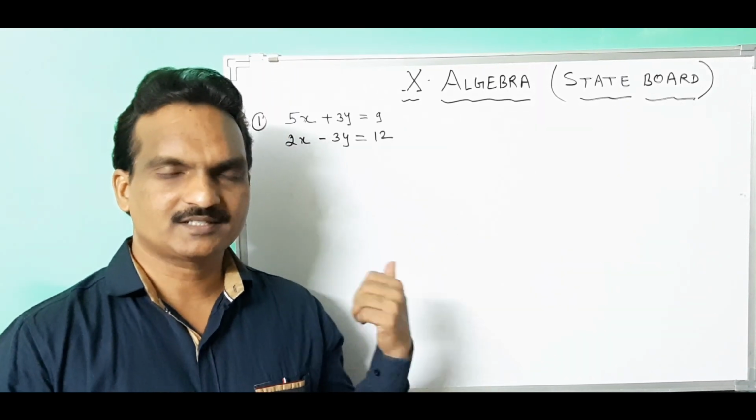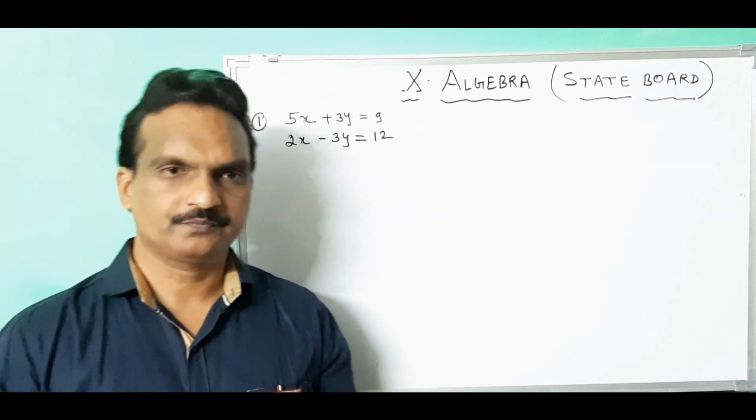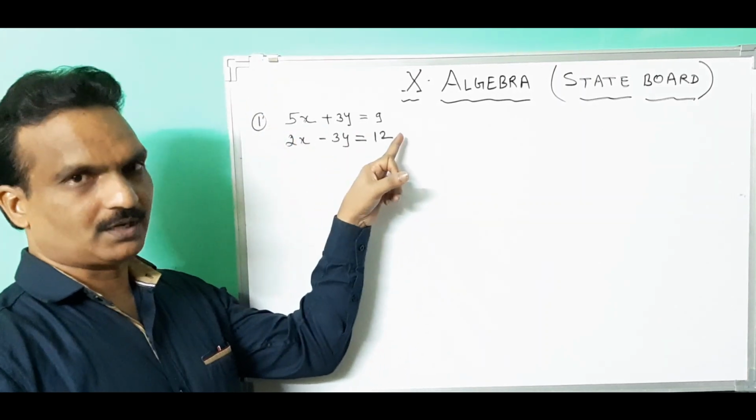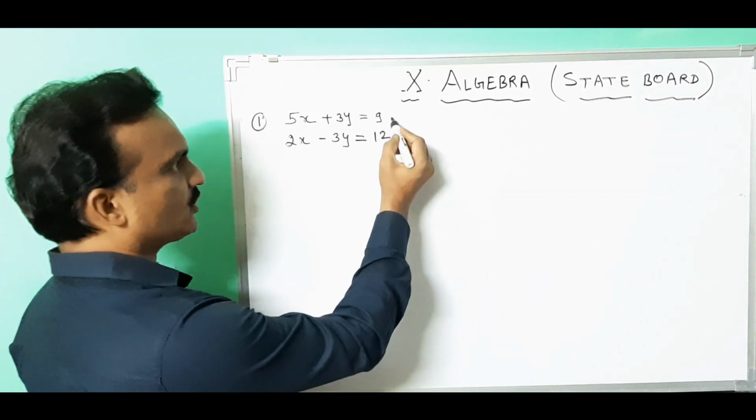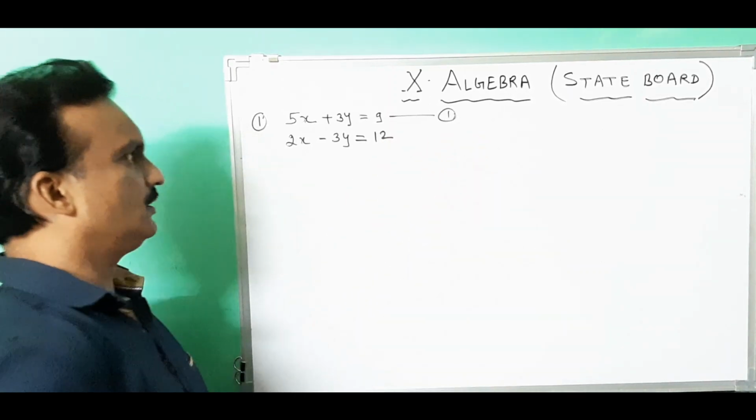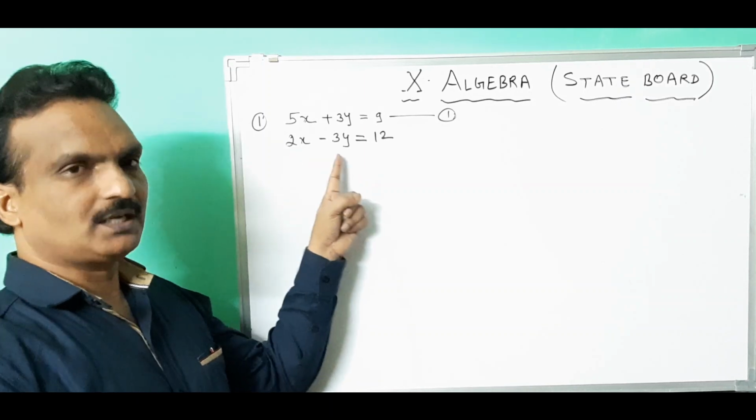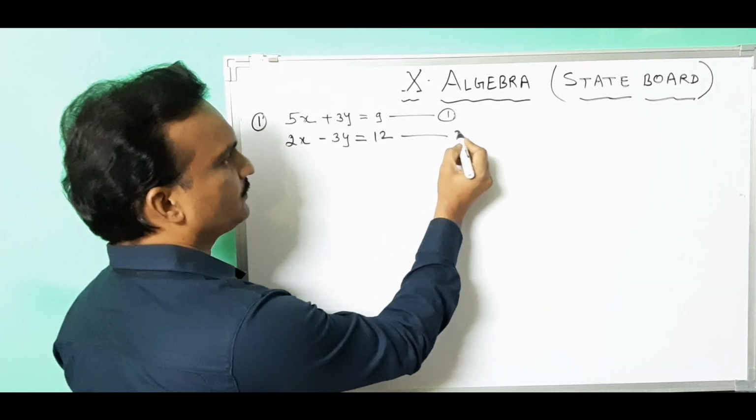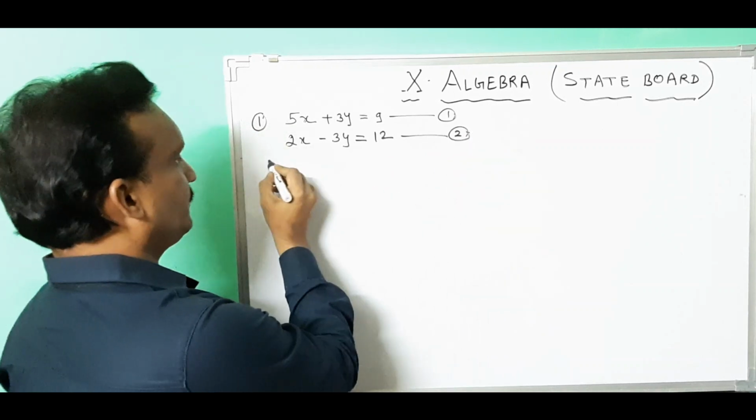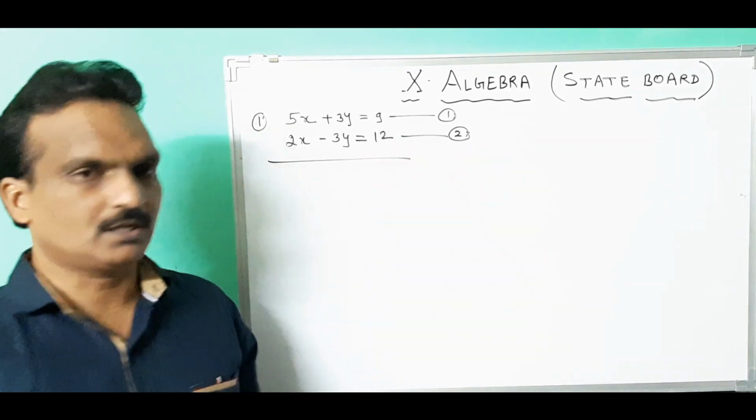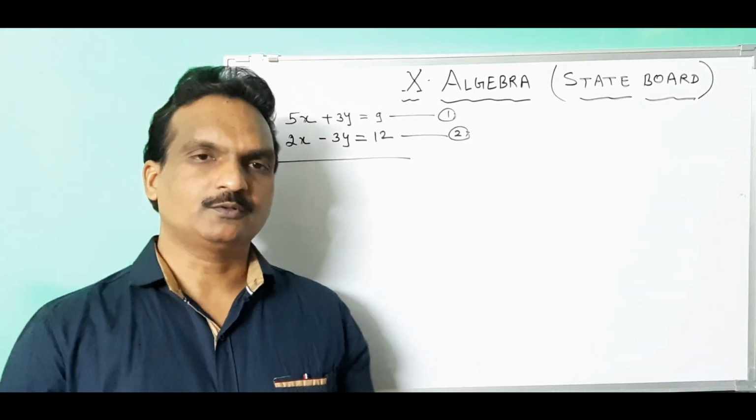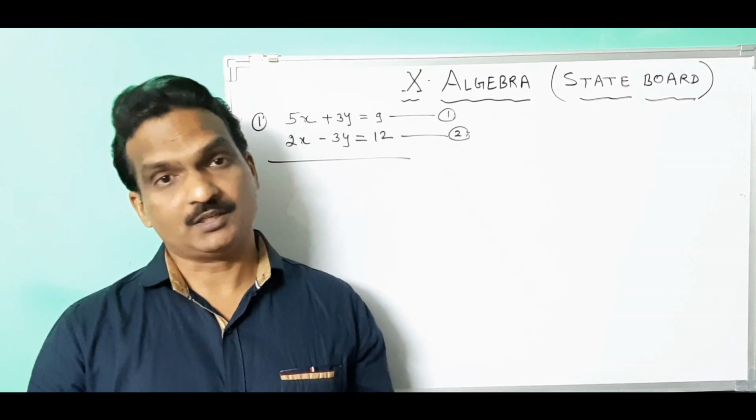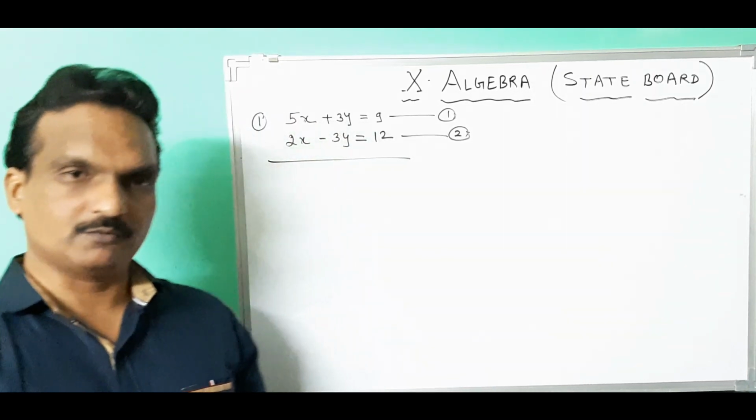So this first example is there in front of you. The first example is 5x plus 3y is equal to 9. This is our first equation. And the second is 2x minus 3y is equal to 12. This is the second one. We have to solve these two equations simultaneously. That means we have to find out the value of x and y. So let us see what is the procedure to solve these equations.